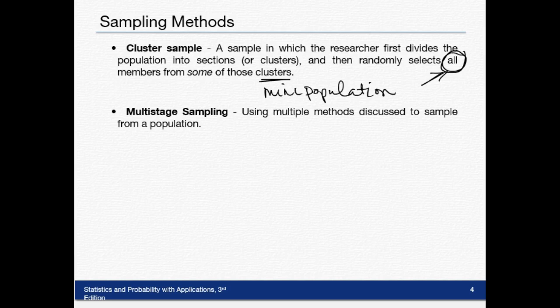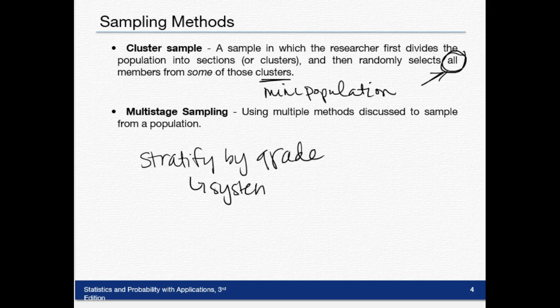Then the last type is multistage sampling, using multiple methods discussed to sample from the population. For instance, you could stratify by grade and then systematically choose within the grades. Every 5th person you choose, every 5th sophomore you meet, you choose them until you have 50 sophomores, something like that. So when you have multiple methods stacked on one another, we call that multistage sampling.